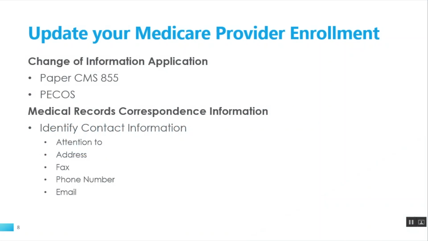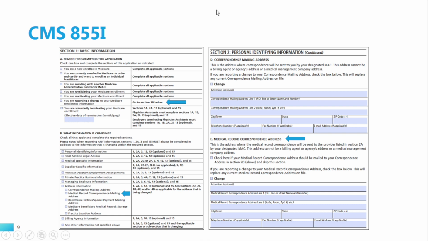To update the Medicare Provider Enrollment Record, you can complete the paper CMS 855 or submit electronically via PECOS, the Provider Enrollment, Chain, and Ownership System. The Medical Records Correspondence section will ask if you want to designate a special department or an individual. You will have the capability to provide the address, fax, and phone number of the contact as well as an email address.